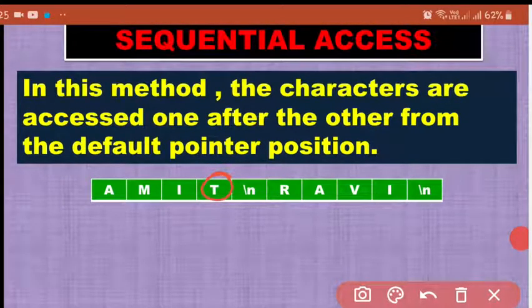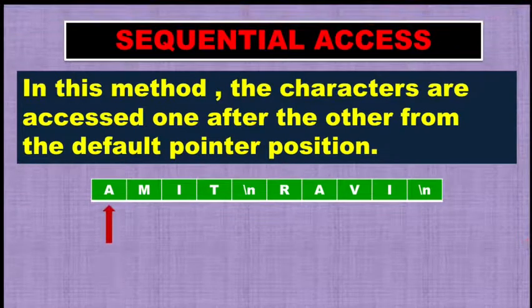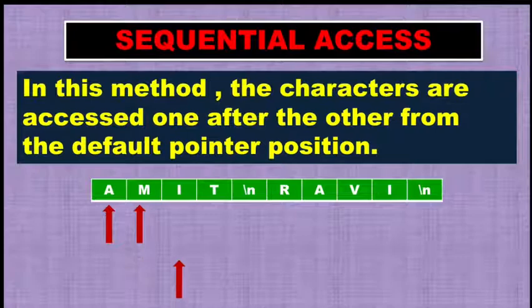You want to read this character, suppose. Now if you are accessing the file sequentially, you know that the file is opened in read mode, and in case of read mode, the cursor is present at the first byte. Okay, see, it is present here. Now as you want to read T, you will have to first read A, then M, then I, and then you will be able to read T. And once you have read T, the cursor will be positioned at this place, means \n, and now whenever you perform the next reading, it will start from this place only. Clear?